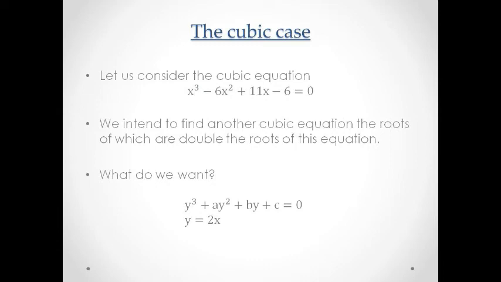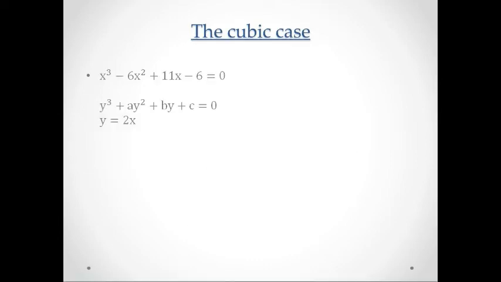So this is the cubic equation x cubed minus 6x squared plus 11x minus 6 equal to 0, and we want to arrive at y cubed plus ay squared plus by plus c equal to 0, where y should be equal to 2 times x. Make sure that you have understood this. Now look at this last equation, y equal to 2x. This means that in order to transform the given cubic equation from x to y, we simply need to get rid of x and introduce y in the given cubic equation.